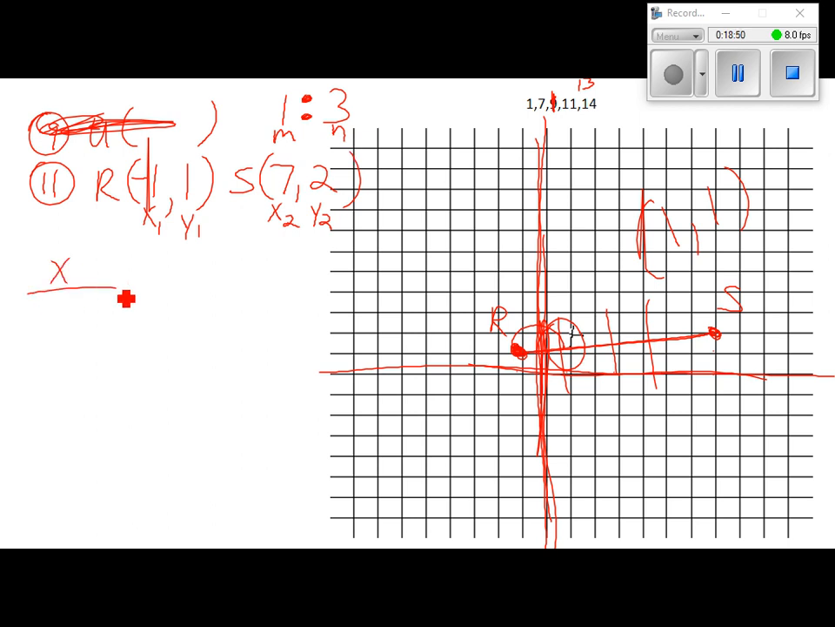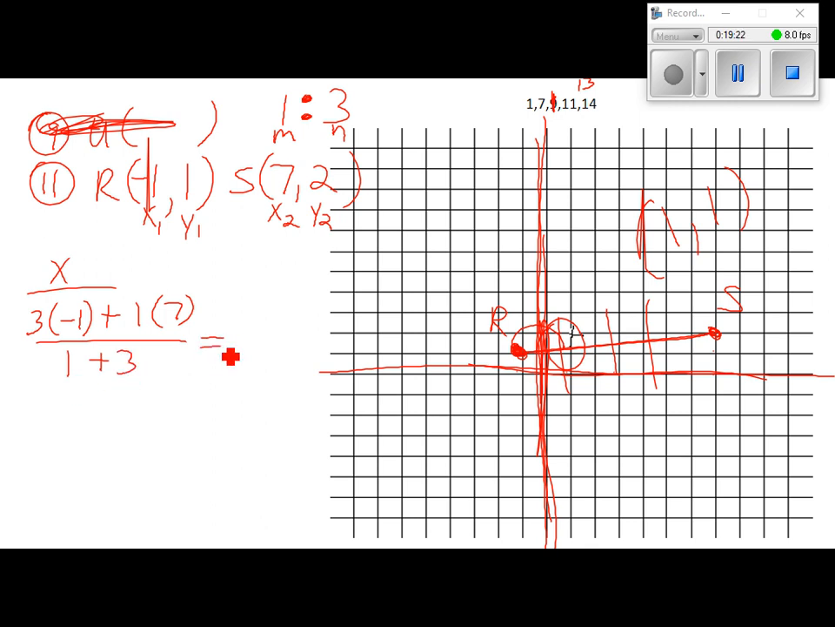The X coordinate, let's find it first. So 3 times, what's X1? Negative 1 plus M is 1. Sorry, I got sidetracked in my mind. X2, 7, divided by M plus N. What's M? 1. 1 plus 3 is 4.